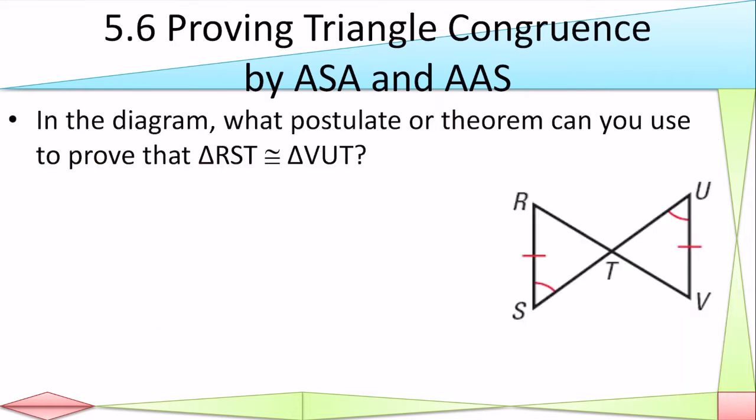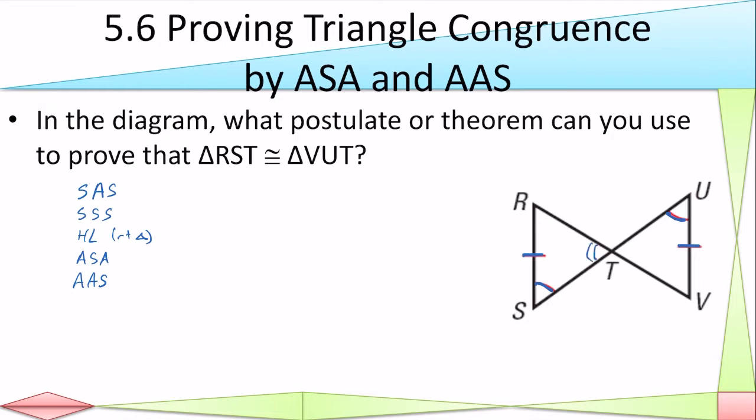So in this diagram, what postulate or theorem can you use to prove the triangles are congruent? Well, we already have angle S and angle U congruent. We have RS and UV congruent. So I need 3 things. Remember, there's 3 things. We had SAS, SSS, HL, whose third thing is a right triangle, and today was ASA and AAS. So notice they're all 3 parts. So what's the third part we can have congruent here?